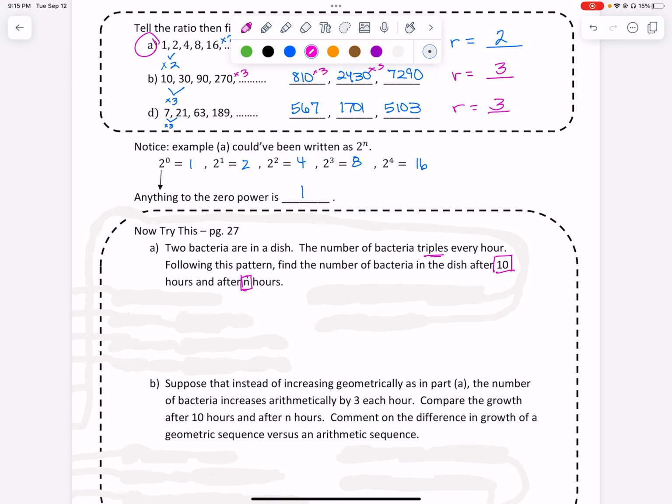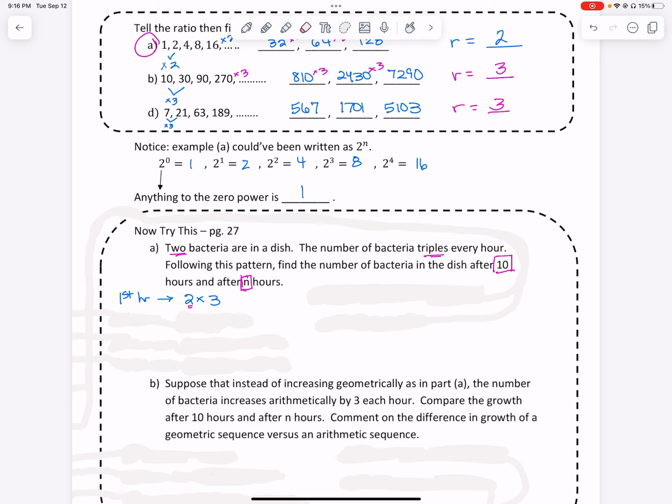So 10 hours, that's trying to help us figure out what the pattern is, okay? And then n hours, that's where we have to tell the formula. All right, so let's do a little looking at some patterns. We started off with just 2 bacteria. Then after the first hour, remember, the number of bacteria triples every hour. So after the first hour, we're going to multiply it by 3. So we get 6.